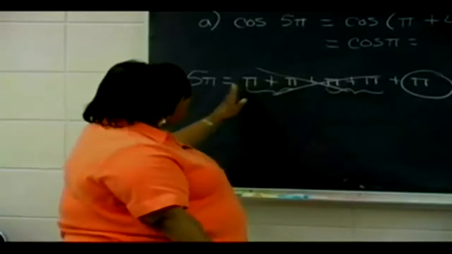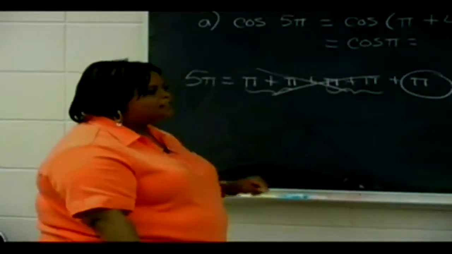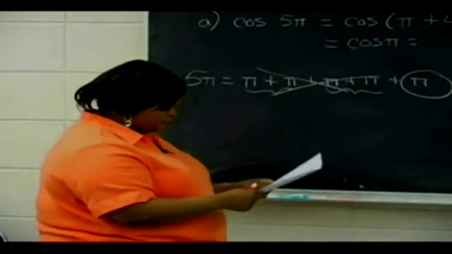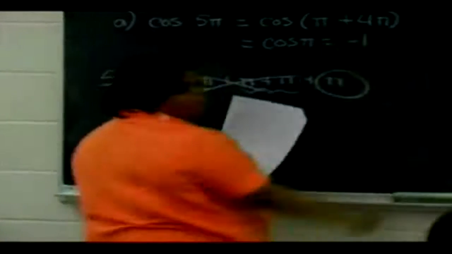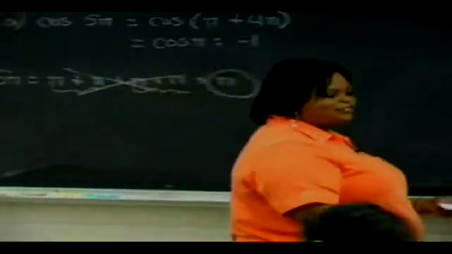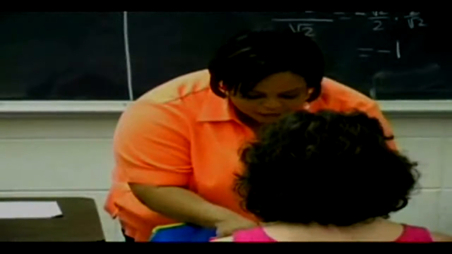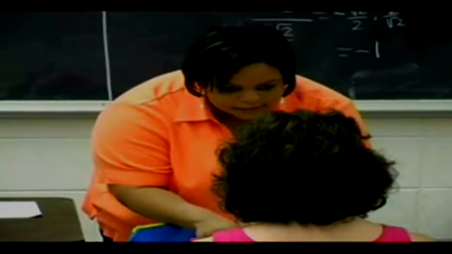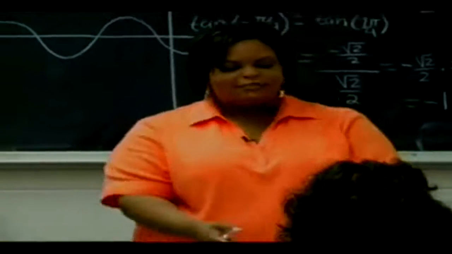But we want to take all the even portions out, and we're left with cosine pi. What's cosine pi from that unit circle? Huh? You don't know? Unit circle. It's okay, unit circle. Cosine pi. Here's pi here. Cosine represents that x value, and that's what? -1. So cosine pi is -1.